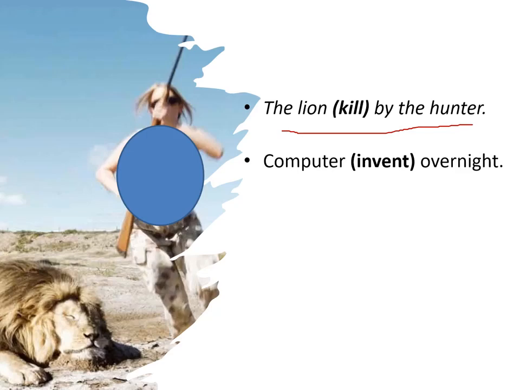I have already told you before choosing the correct form of the verb, you have to think whether it is in active form or passive form. The lion killed by the hunter. By the hunter. So here there is a word by. Just to see this word, we can understand that it is the duty of the hunter to kill the lion. So the lion doesn't kill the hunter. Actually, the lion is killed by the hunter. So you have to understand the meaning. So this is in passive form.